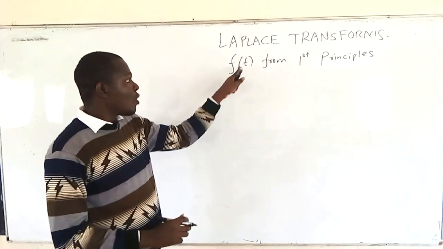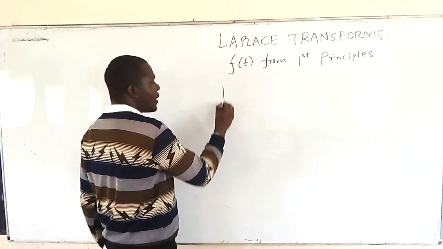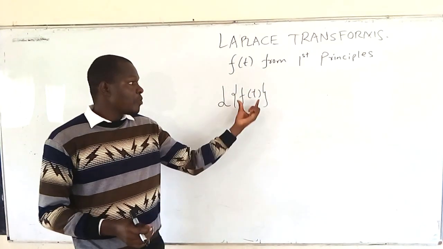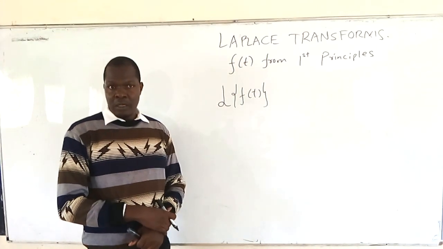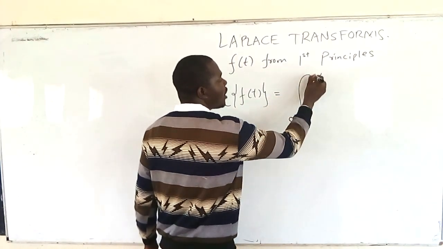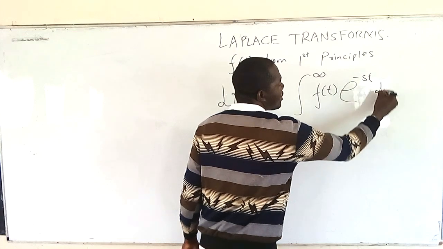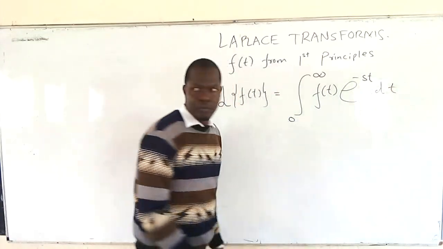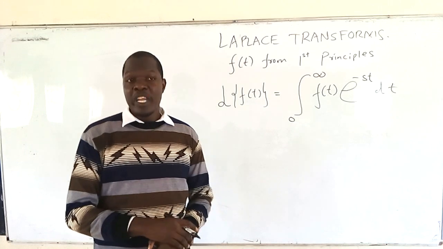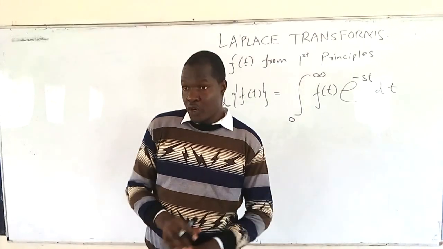The Laplace transform of a function of t from first principles is denoted as the Laplace transform of f of t. The Laplace transform of a function f of t is given by the integral from 0 to infinity of f of t times exponential negative st dt. That is the definition of a Laplace transform from first principles. Meaning if you are told to find the Laplace transform of any given function from first principles, you will be doing the integration.